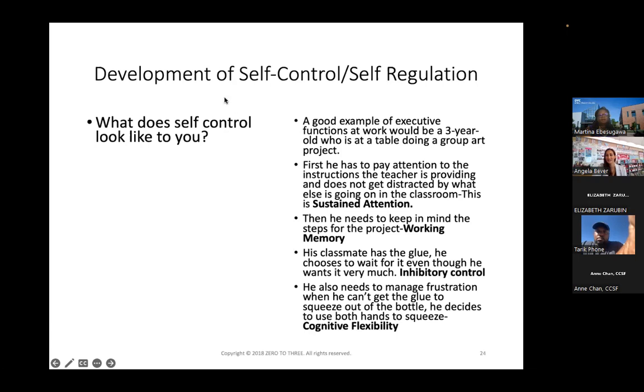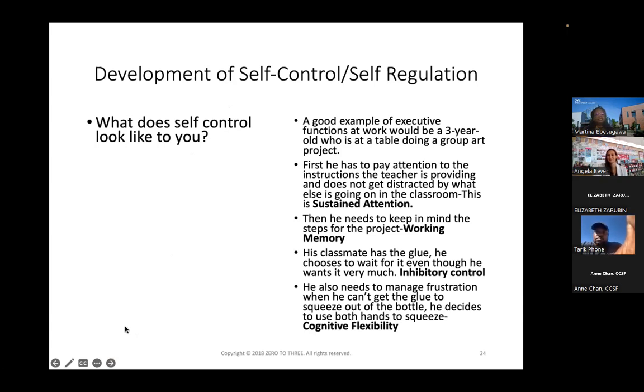Mouth clenching and thinking what to do correctly. Okay, right and wrong. These are some examples. Okay. So these are just some examples of what self-control would look like to us. And these are what executive function would look like in a child who's doing an art project.